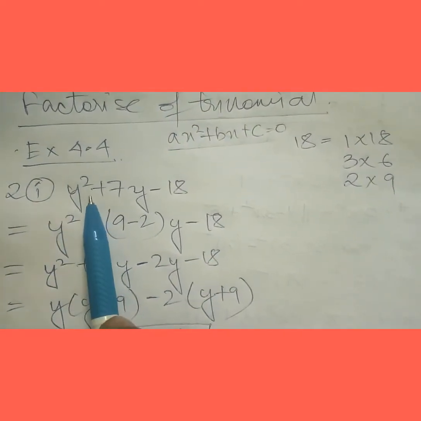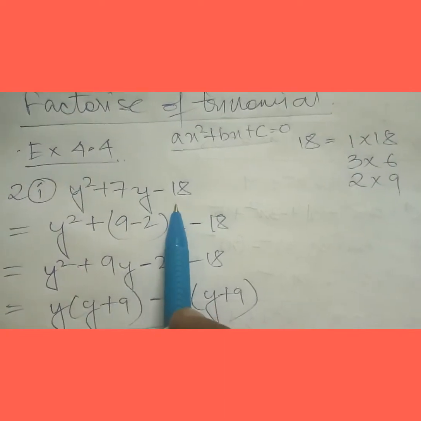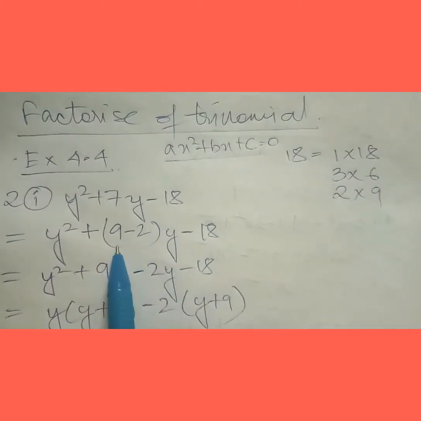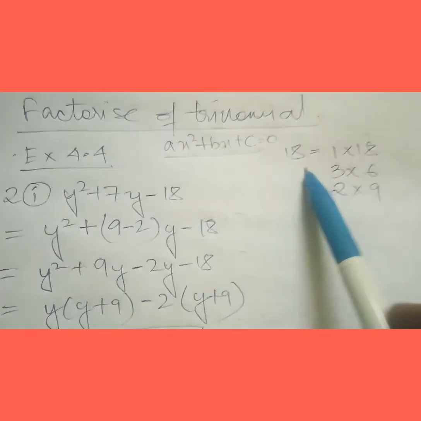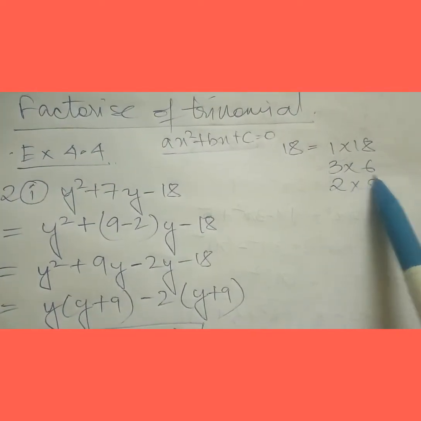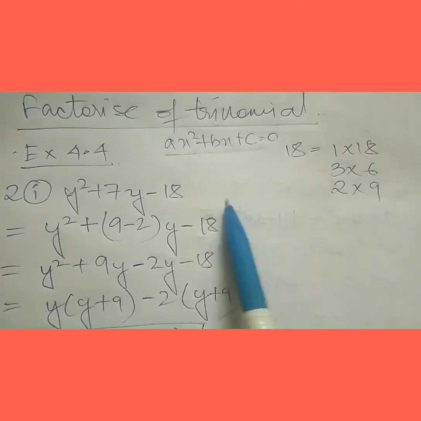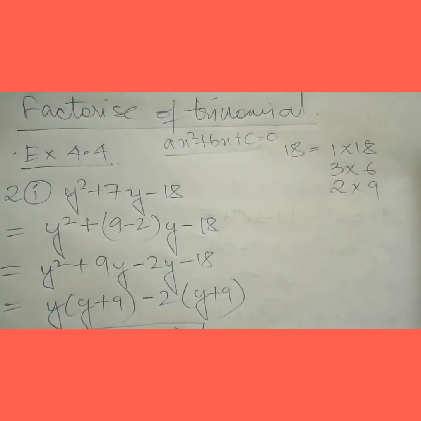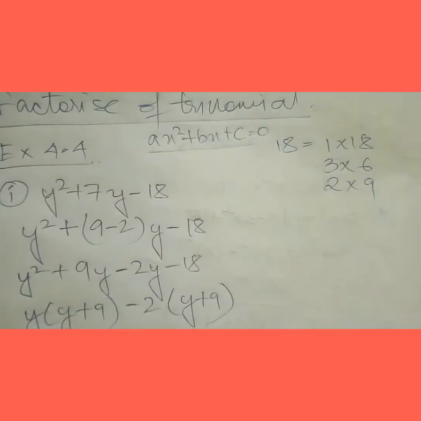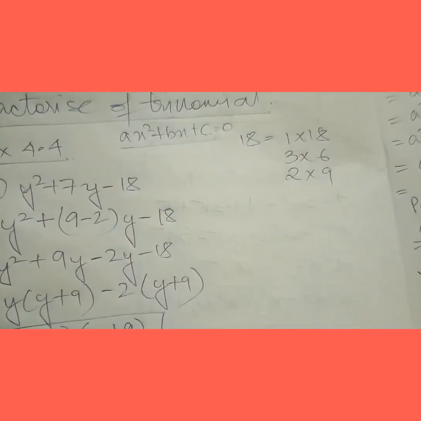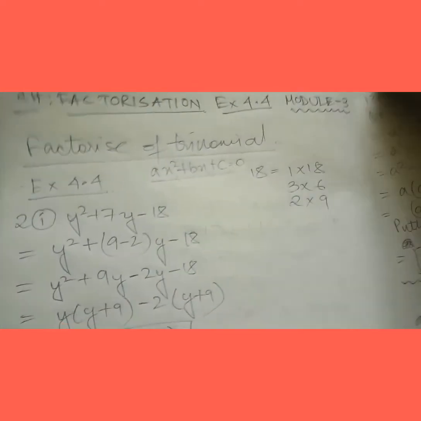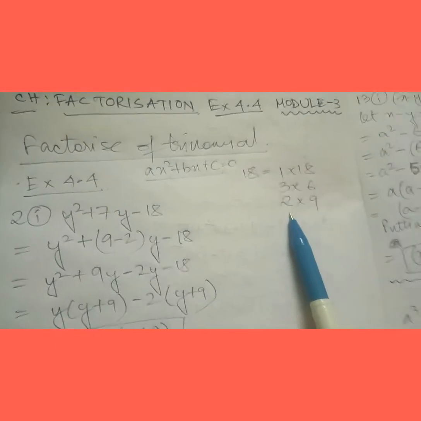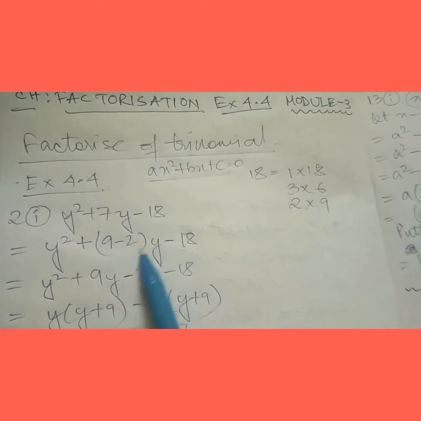How to do it? See, y square plus 7y minus 18. This is the constant part. See how to break this middle part. See, I made it 9 minus 2. Why? See, I have written over here that 18 equals 1 into 18, 3 into 6, 2 into 9. By taking these numbers only, addition and subtraction, after doing this you can get this value only.